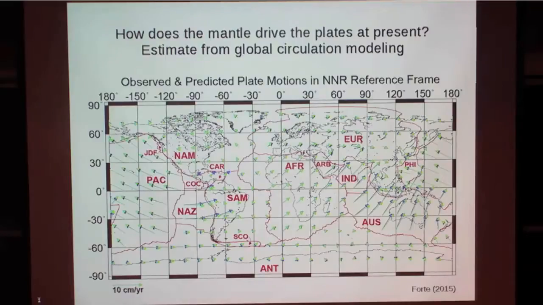Here's a result from Alex Forte's work, showing you in green observed plate motions, in blue the model predictions, and you can see that for this particular model, which has certain assumptions that we're going to come back to, the match is almost perfect. Right? So given certain assumptions on the physics and the internal structure of the Earth, we can perfectly explain plate motions, right? So in this sense, we do know how plate tectonics works.